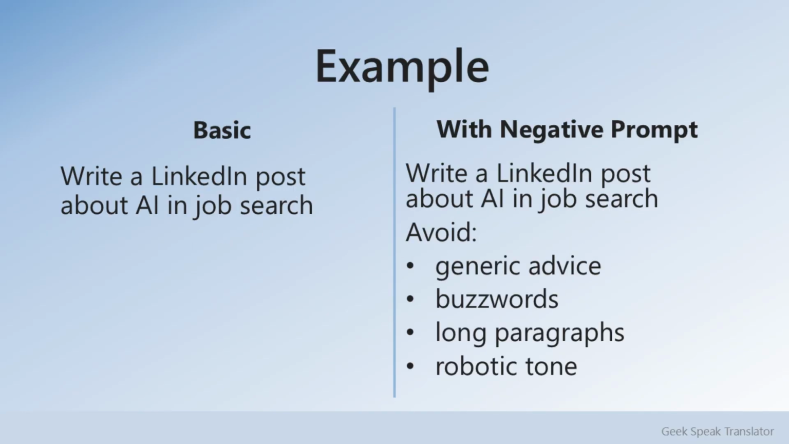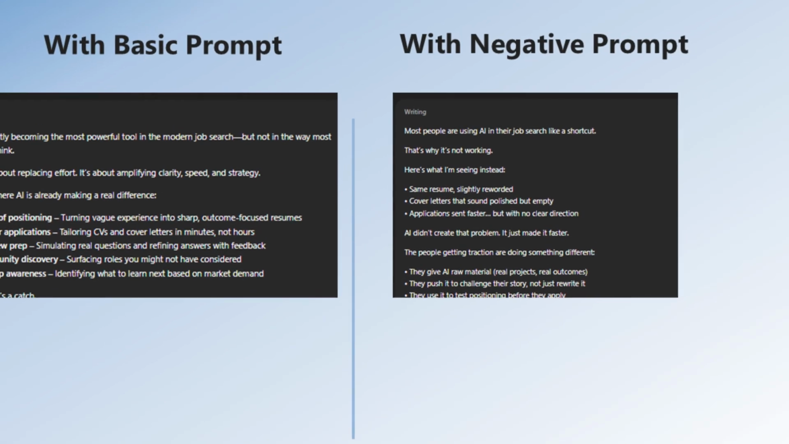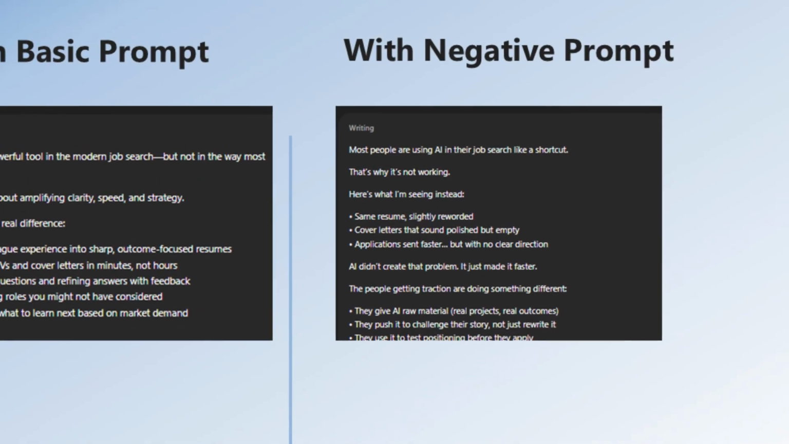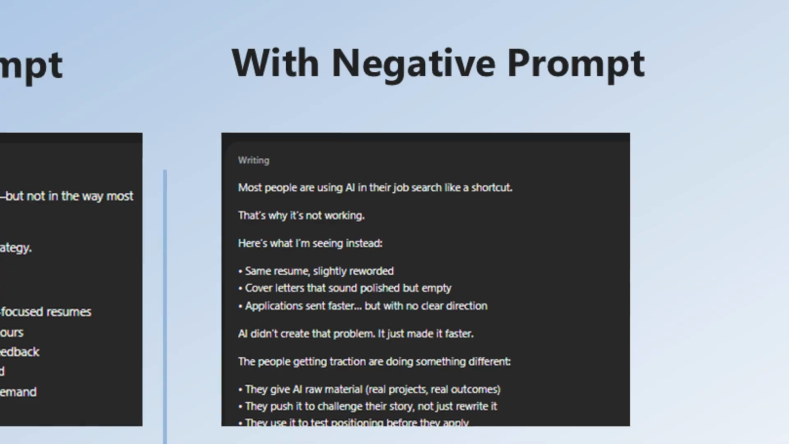Here's a simple example. On the left is a basic prompt to create a post for LinkedIn. On the right, the same prompt, but with what to avoid. Here are the results of those prompts, both coming from the same core request. But the version on the right that has negative prompts removes the generic tone, the repetition, and the extra noise.